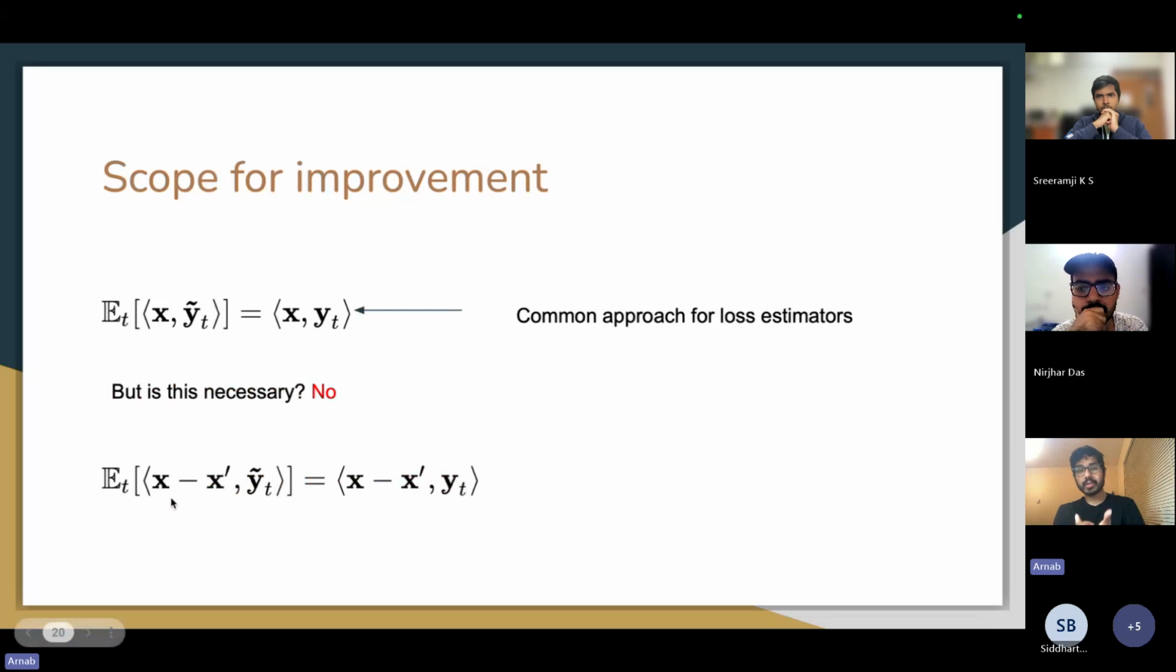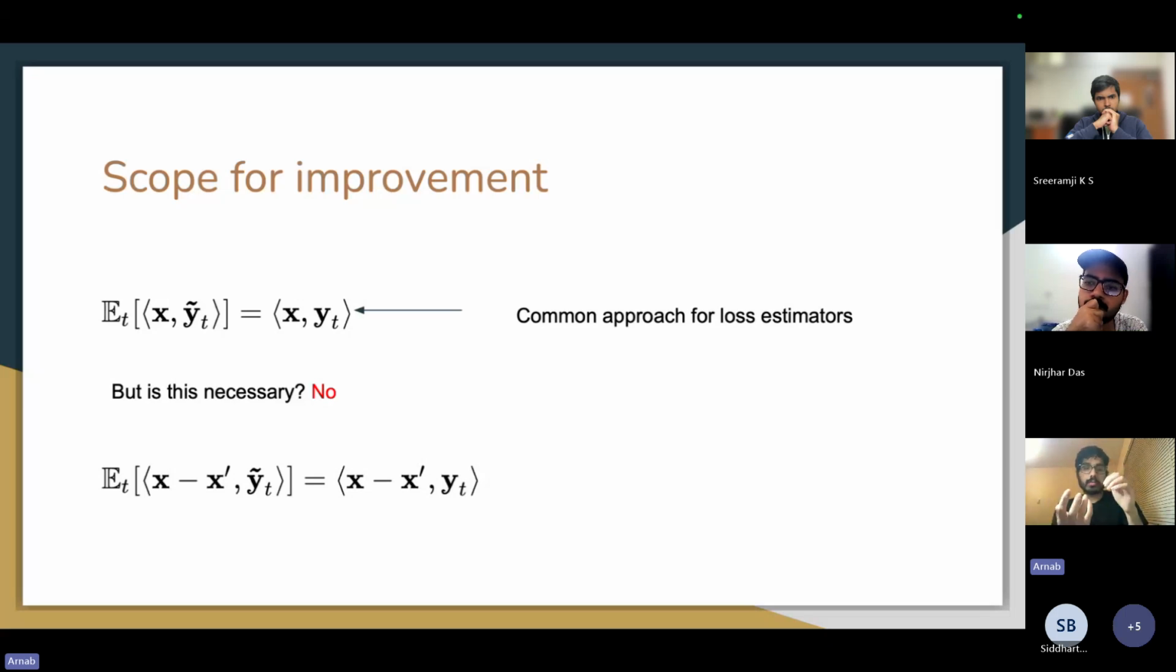What you actually require is that the difference between two vectors, x and x prime, and its inner product with y tilde should be equal to the inner product of x minus x tilde with y t. And why is that the case? It's because what we are concerned with is minimizing regret. And in regret, it's the gap that matters, not the actual values.